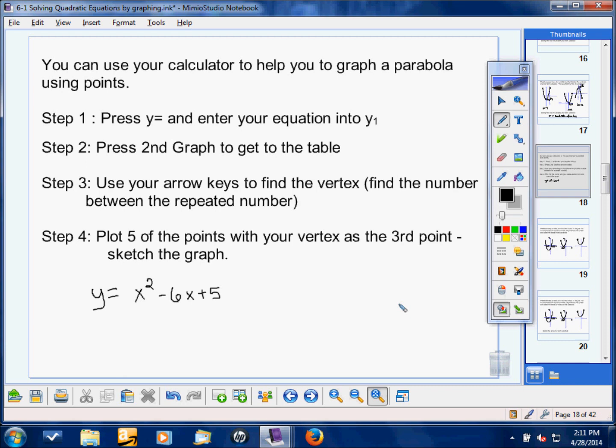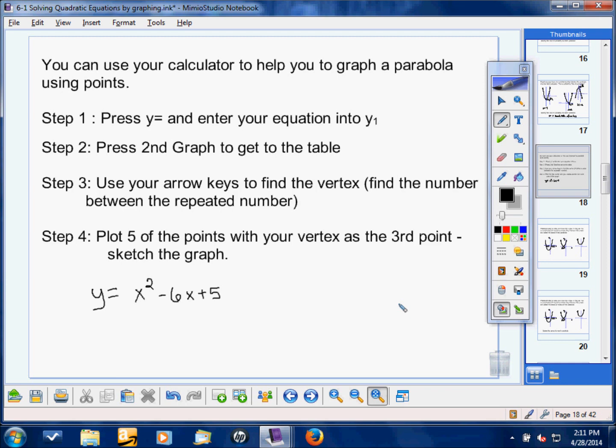Press y equals. It's the blue button in the upper left-hand corner. If there are equations already in your calculator under y equals, you need to clear them out. If there's anything left under y equals, clear it. So press y equals, then enter your equation.